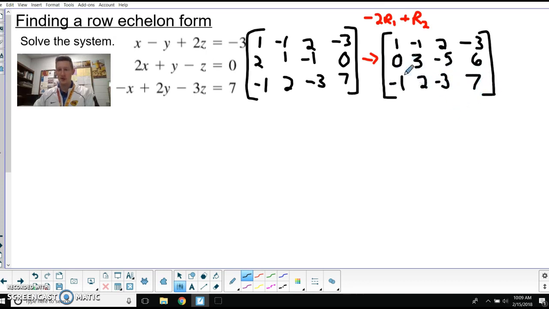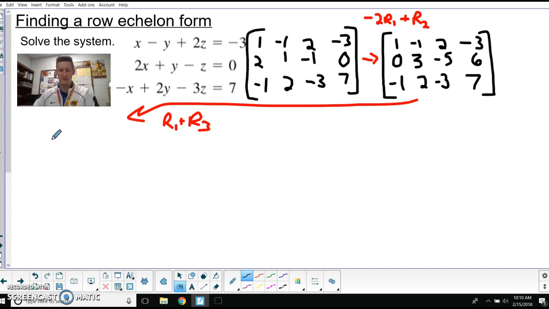Next step, let's work on row 3. Now I think that just combining row 1 and row 3, like adding these together, that'll eliminate the x, which is nice. So that'll be our next step. I'm going to rewrite it down over here. So little arrow, this is where we're going. And the step that we're going to take is we're just going to add row 1 to row 3. Don't need to change anything about it. So row 1 still is what it is. 1, -1, 2, and -3. Row 2, still that new updated row 2 is 0, 3, -5, and 6.